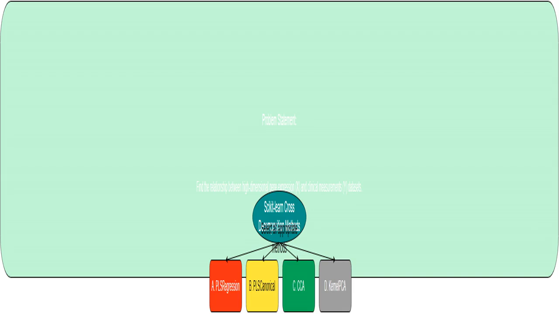I'm looking for the best method from Sklearn's cross-decomposition module to uncover the relationship between gene expression data, X, and clinical measurements, Y. I want to find a way to reduce the dimensions of both datasets while keeping the important connections between them. Think of it like finding the most important patterns shared by two large, complex datasets.